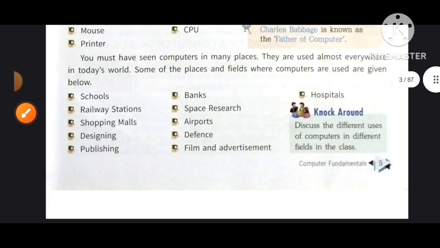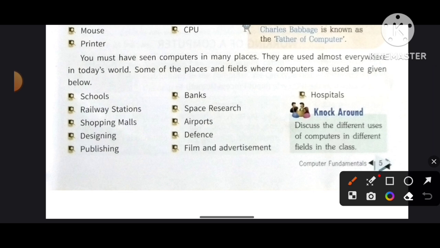We use computer in the following places: school, railway station, shopping mall, designing, publishing, banks, space research, airports, defense, film and advertisements, and so on. We see the advertisement on TV. All these things are used by the computer.